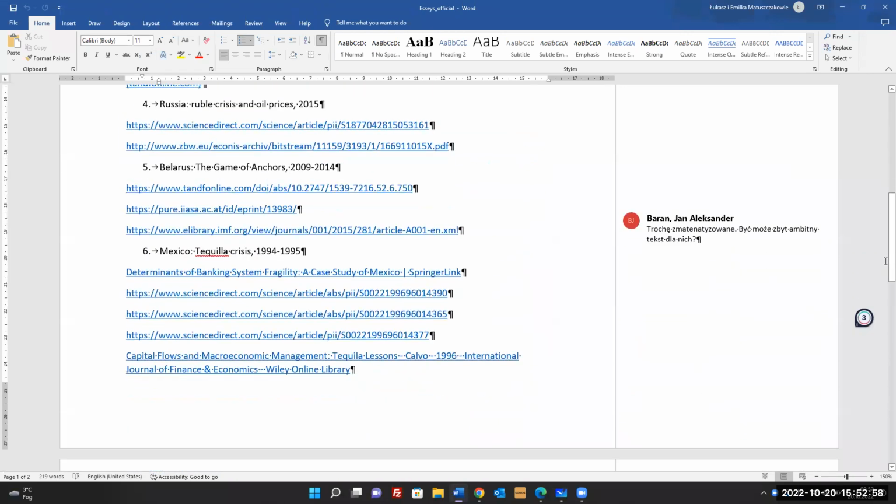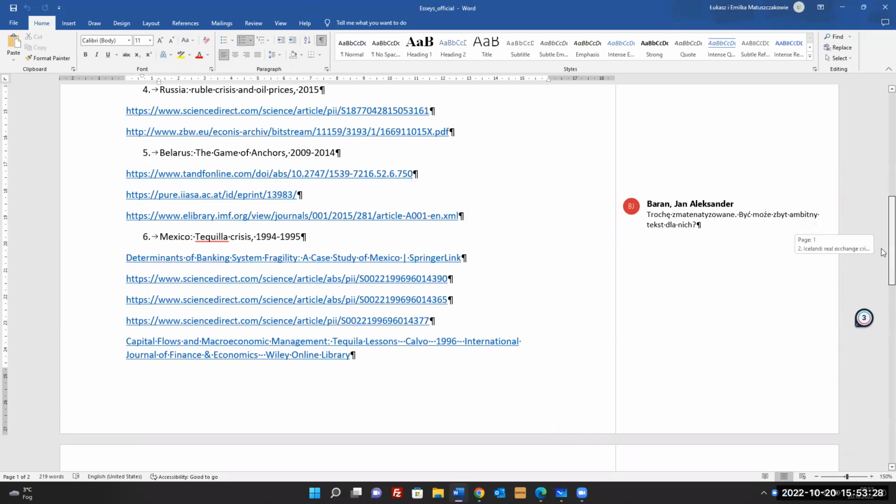The fourth one is the Russia ruble crisis and oil price in 2015. I know that Russia has no very good press today, and nobody likes them. Fair enough, but still we do have some range of cases which we can cover, and the crises were where the crises were.